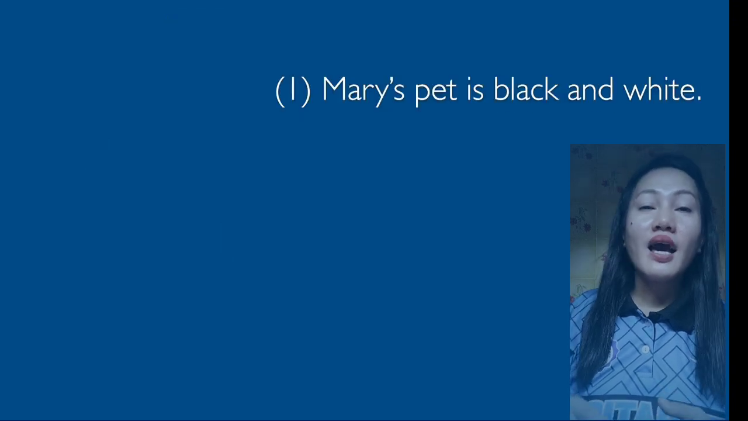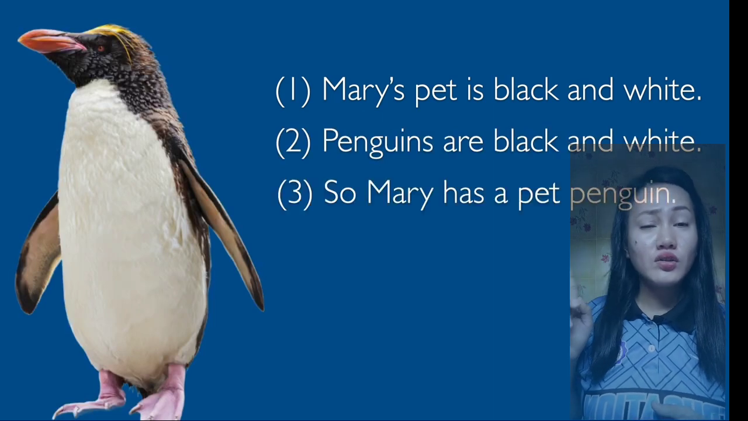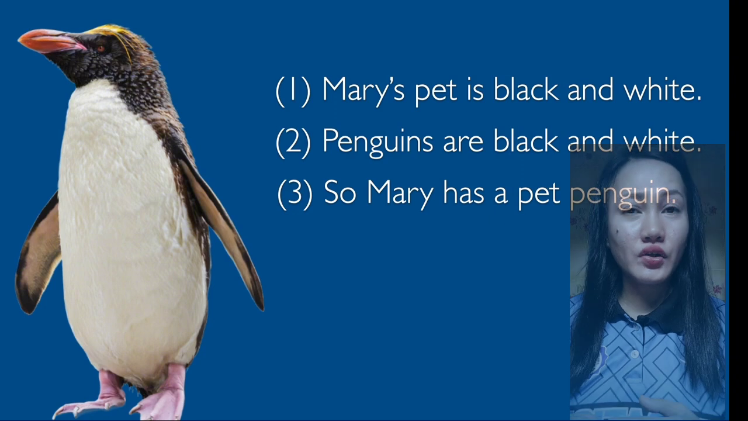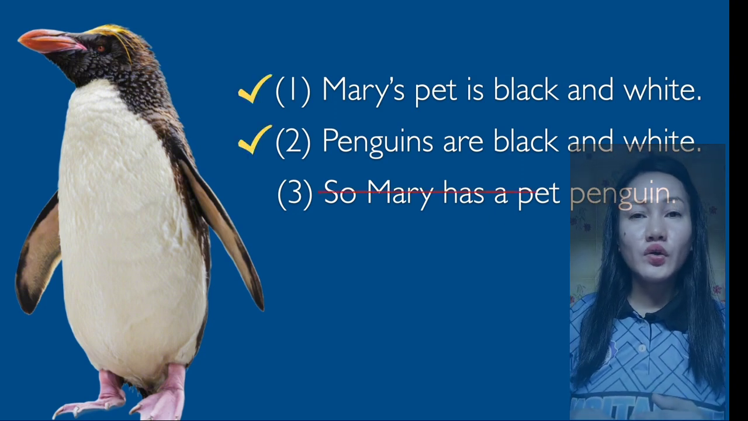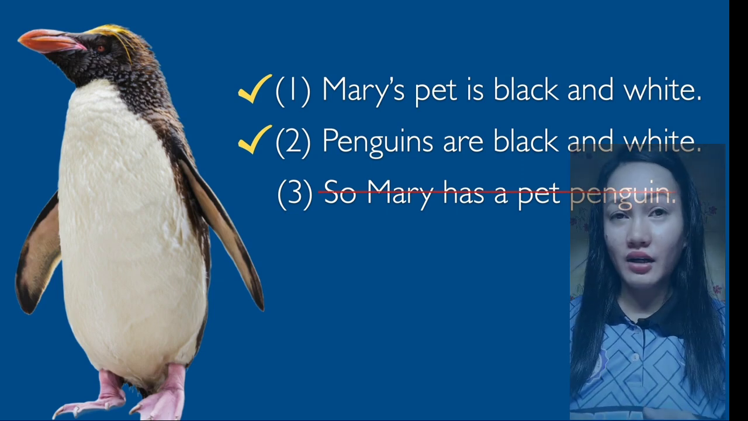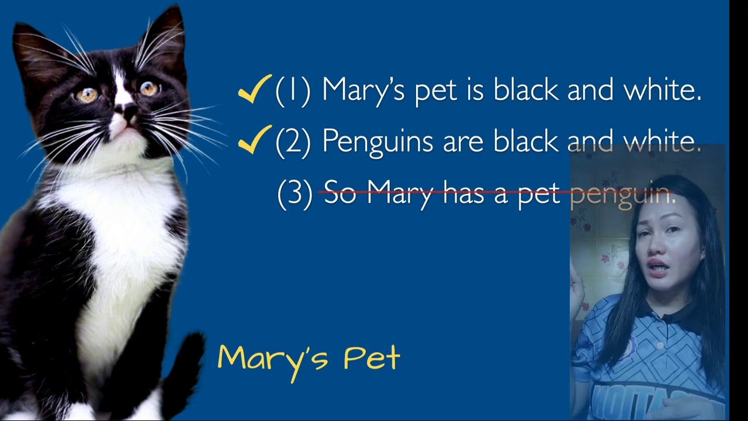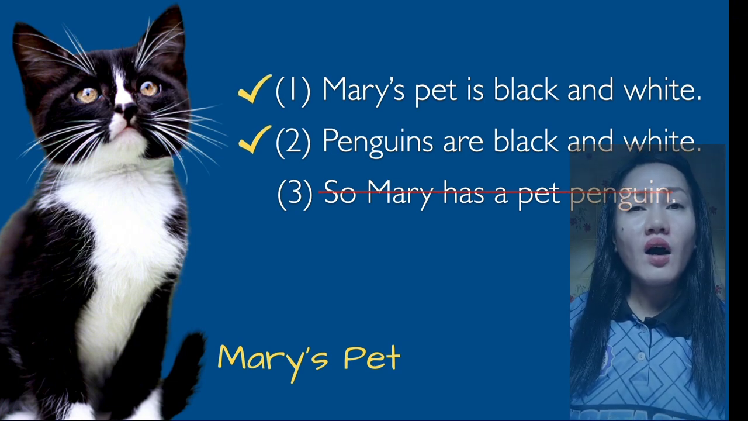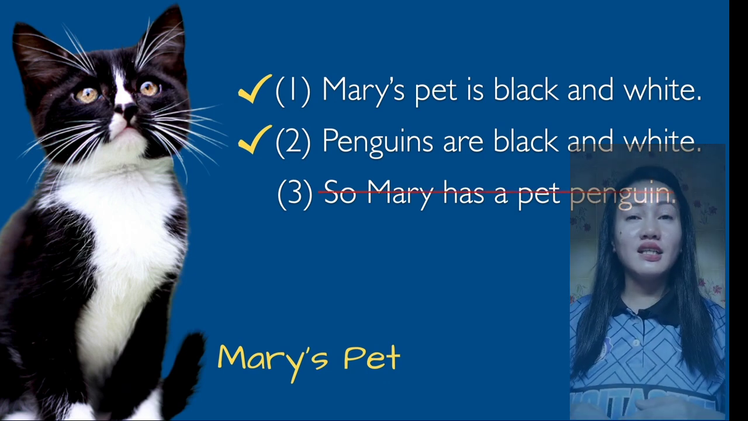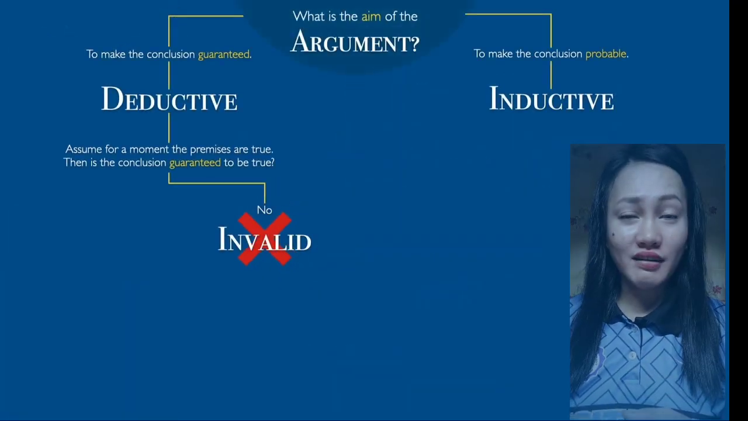For example, Mary's pet is black and white. Penguins are black and white also. So Mary has a pet penguin? Well, no. Even if we assume that the premises are true, that doesn't mean the conclusion has to be true also. For instance, it might be that Mary has a black and white cat. In that case, the premises are true. Mary has a black and white pet, and penguins are still black and white, but the conclusion would be false. So this is invalid reasoning because the premises, even if true, do not guarantee the conclusion.